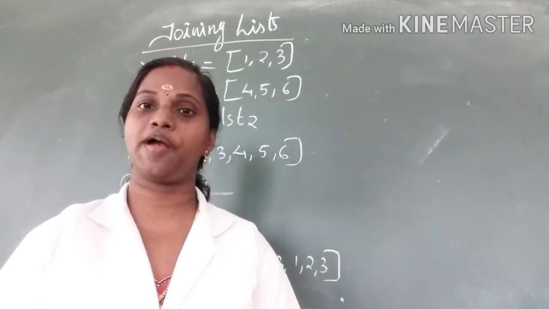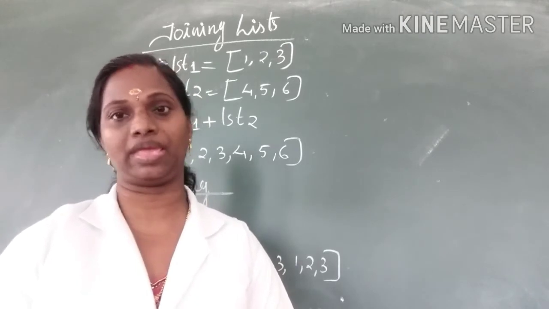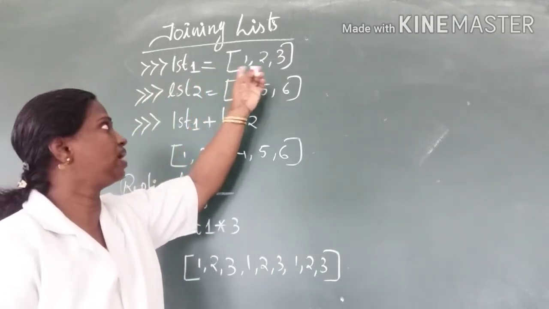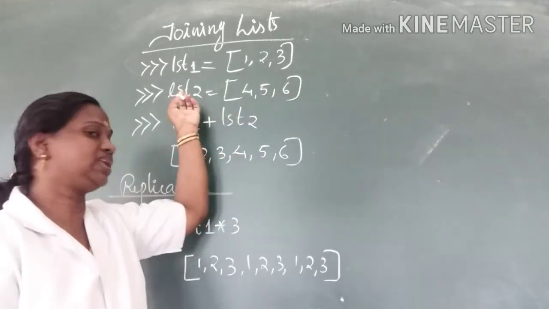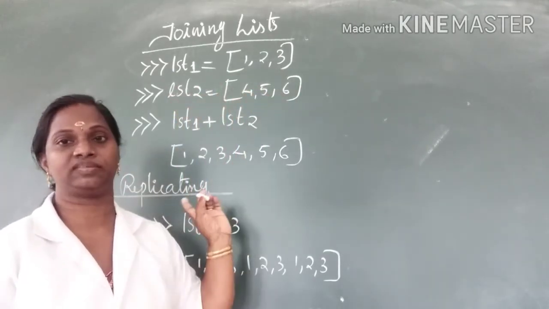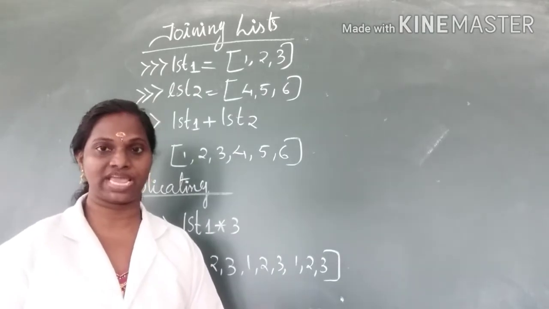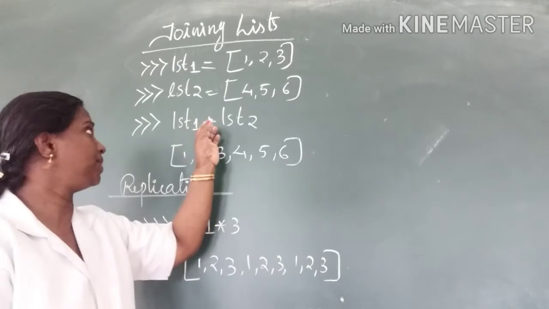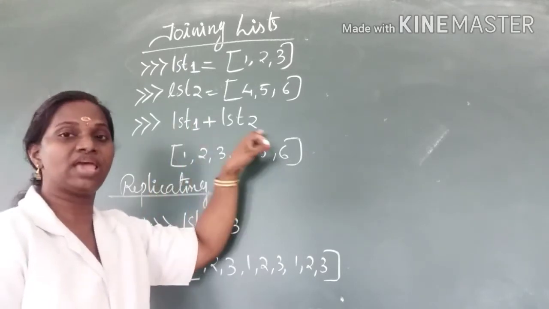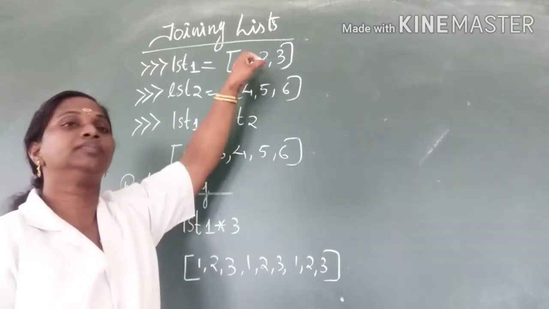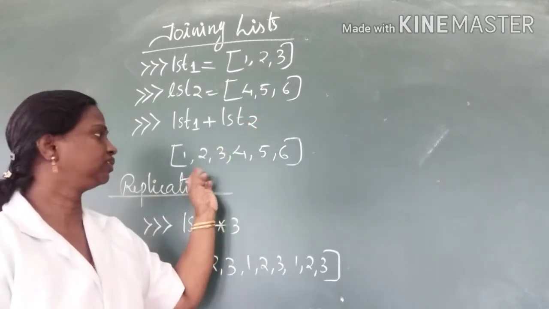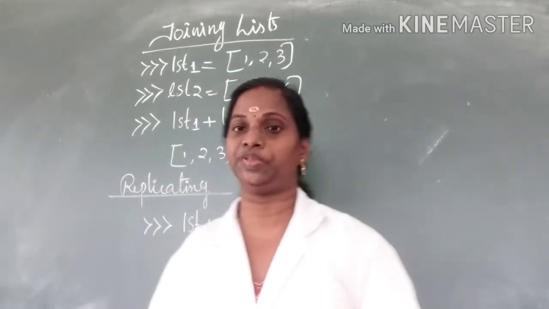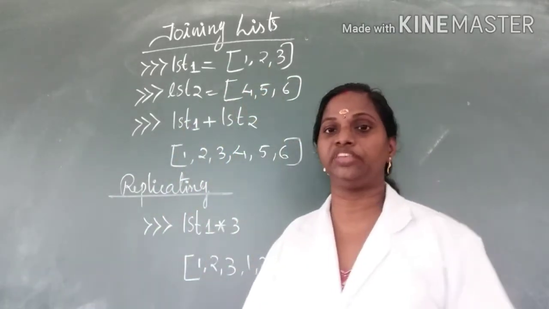Next one is joining lists and replicating lists. Here we have an example: LST1 is equal to 1, 2, 3 and LST2 is equal to 4, 5, 6. To join two lists, you can use the concatenation operator, which is the plus symbol. So LST1 plus LST2 will give 1, 2, 3, 4, 5, 6. That is, these two lists are joined.